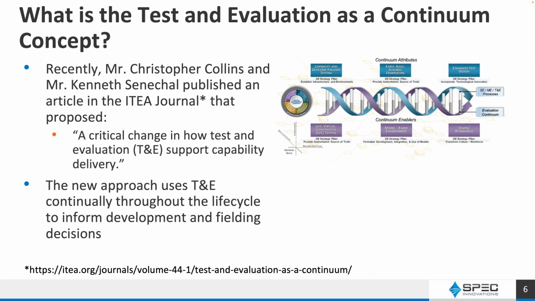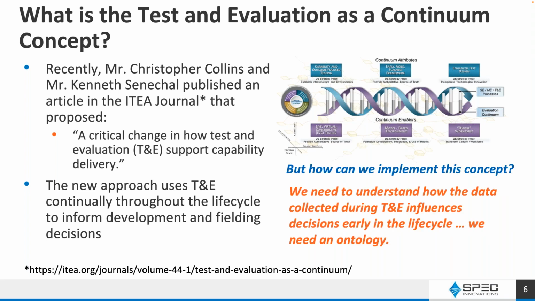But the basic concept is we need to be thinking about tests early in the life cycle and all the way through it. So how can we implement the concept? Well, to do this, you need to understand what data is being collected during the test and evaluation that influences these early decisions. And to do that, you really need some kind of ontology, some way to say, here's the set of data I need, information types of data, and then how they're related to one another. And that's basically an ontology.